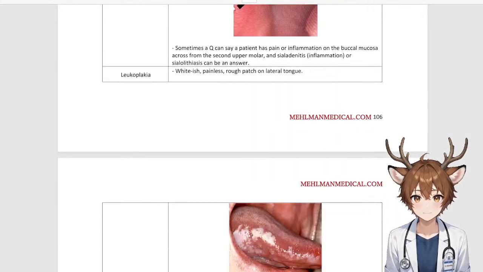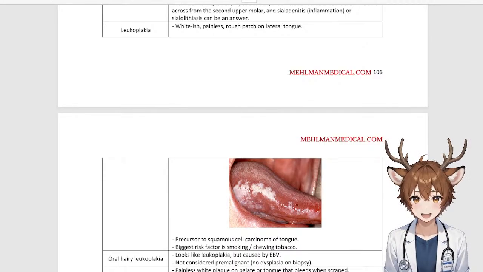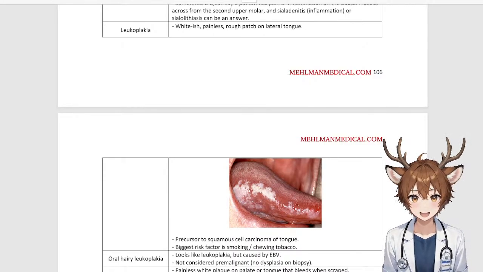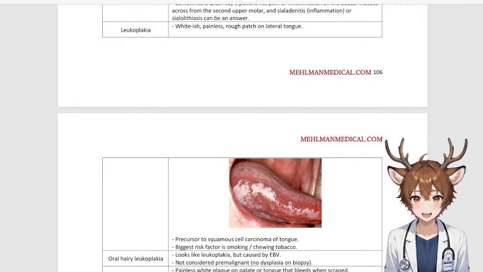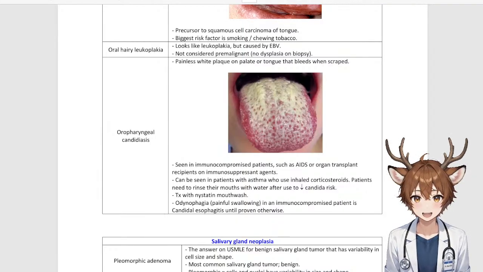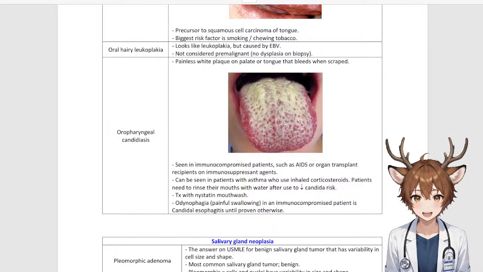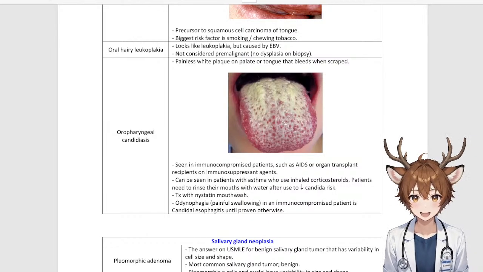Leukoplakia. Whitish, painless, rough patch on lateral tongue. Precursor to squamous cell carcinoma of the tongue. Biggest risk factor is smoking and chewing tobacco. Oral hairy leukoplakia looks like a leukoplakia, but is caused by Epstein-Barr virus, or EBV. Not considered premalignant, no dysplasia on biopsy.